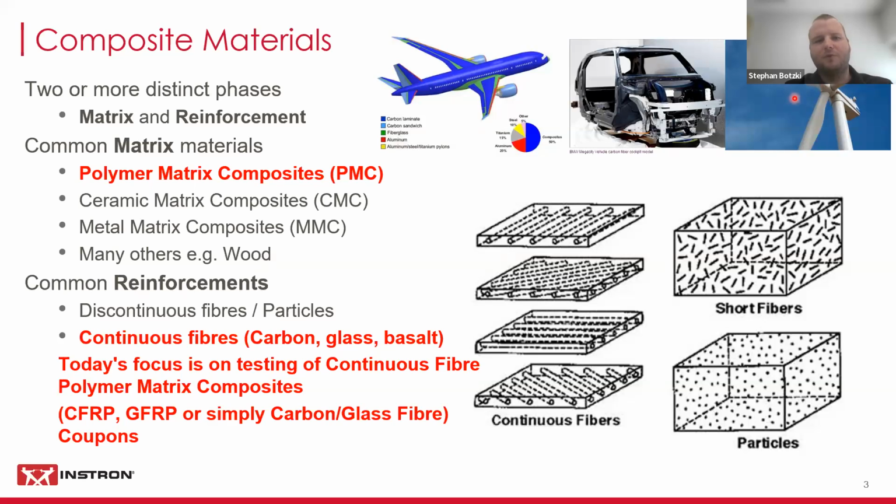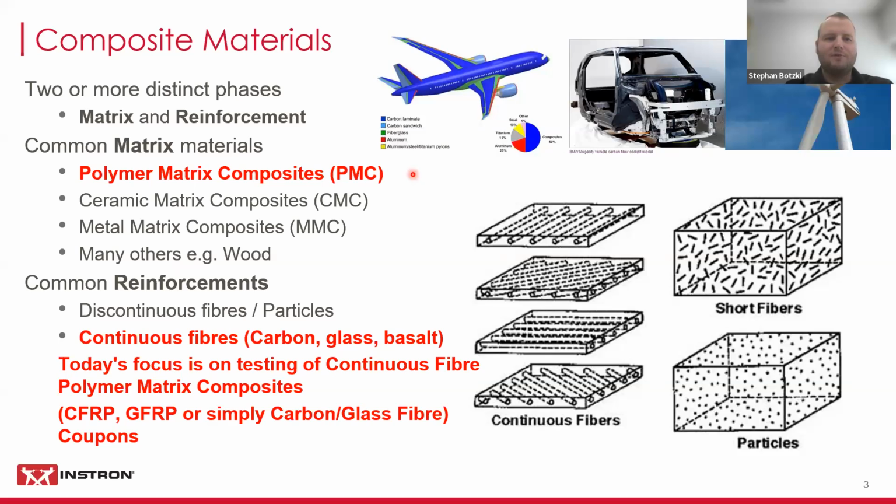Now, looking at the materials themselves, a composite usually has 2 or more distinct phases. So it could be made out of 2 materials, maybe even more than that. Usually you split those up into a matrix material, and the other one would be the reinforcement. So we got examples down here.